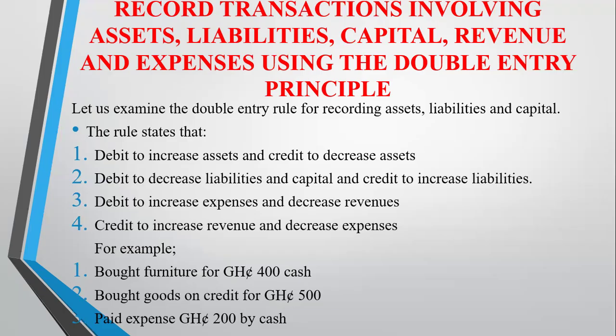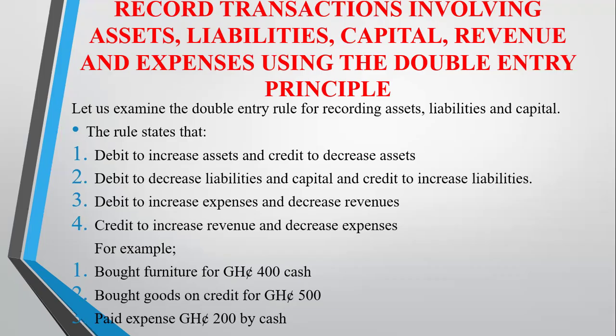Then three, he said pay the expenses of 200 cedis by cash. So paying expenses means we are going to pay cash. So it means we are taking 200 cedis from the business to pay these expenses. That means the cash of the business is going to what? Decrease. Sorry, cash is an asset. The rule says that if the asset is decreasing, then we should do what? We should credit it.